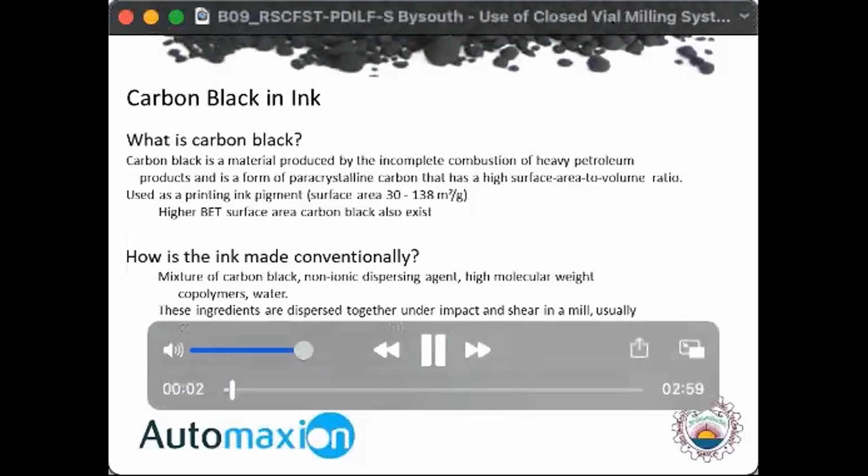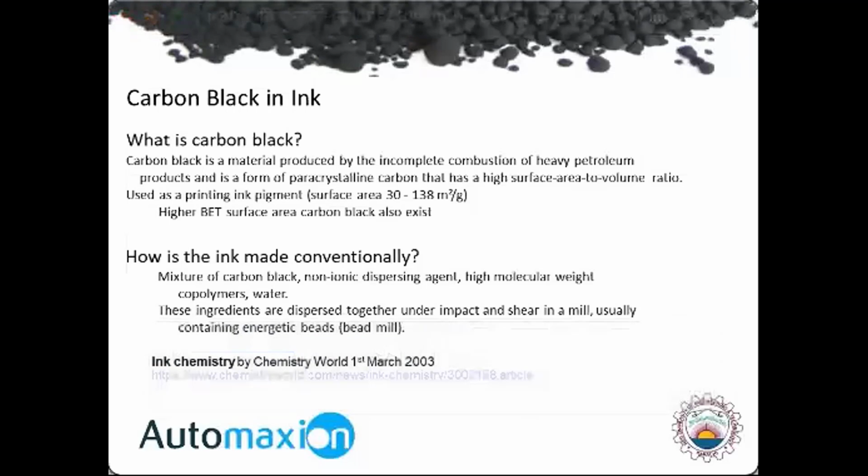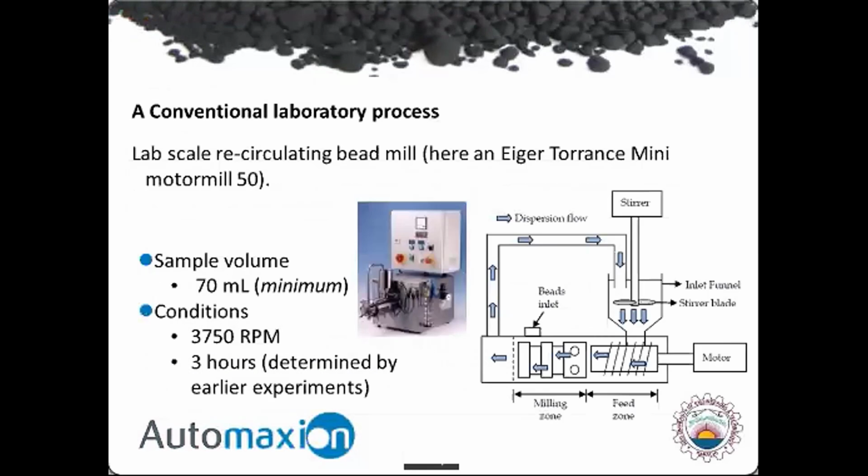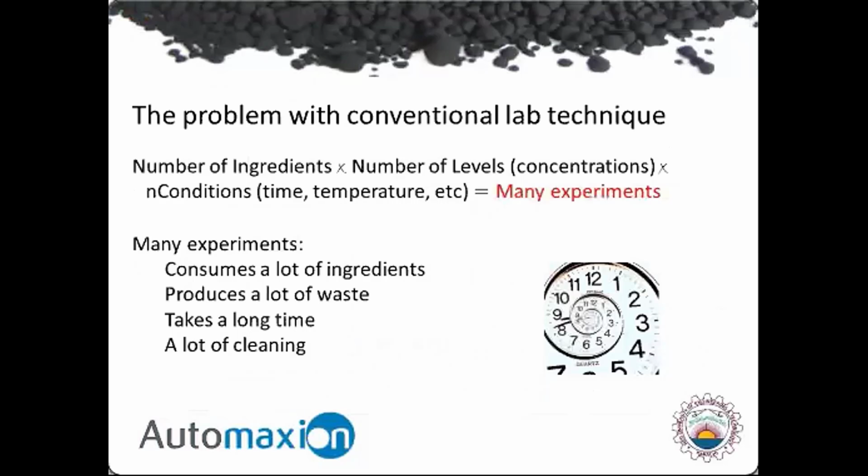Carbon black is a pigment used in ink and must be dispersed with other ingredients into water, usually using a bead mill. For example, the conventional lab bead mill we used pumps material repeatedly around from a mixing chamber to a bead milling zone. When investigating ingredients or optimizing formulations, the many experiments use a lot of ingredients, produce a lot of waste, and take a lot of time.